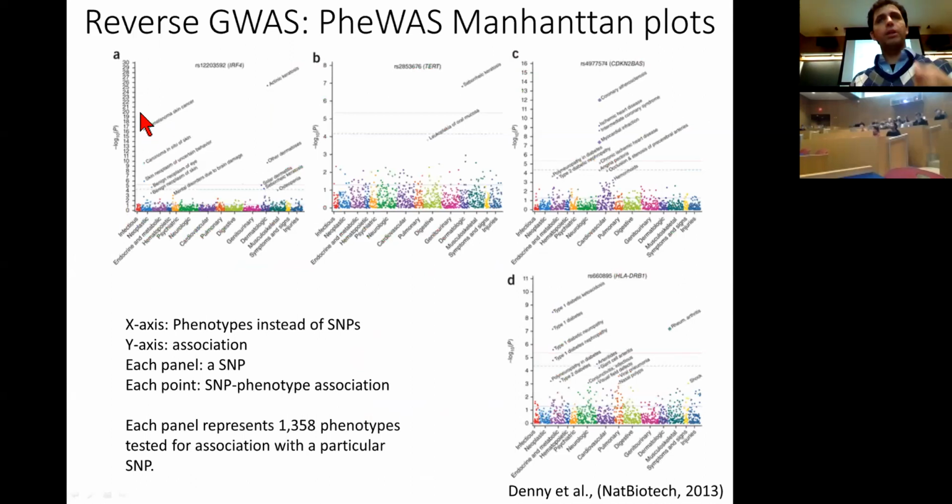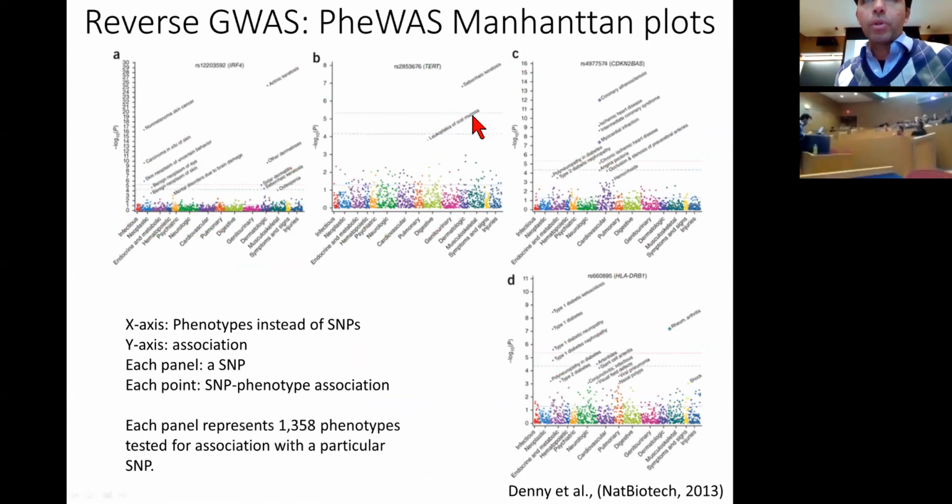And of course, biologically, this makes a lot of sense, but it's nice that it's coming out of the data directly. And this can provide a systematic approach to look for trait-trait relationships through the genetic variants that they share. Here's another example of leukoplakia and then keratosis.